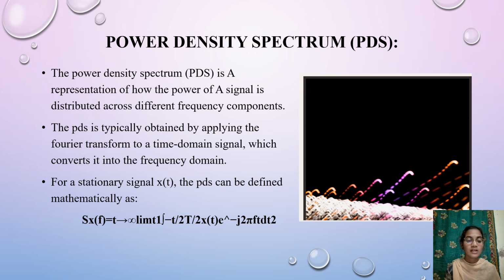For a stationary signal x(t), the power density spectrum can be defined mathematically as Sx(f) = limit as T tends to infinity of the integral from -T/2 to +T/2 of x(t) e^(-j2πft) dt.